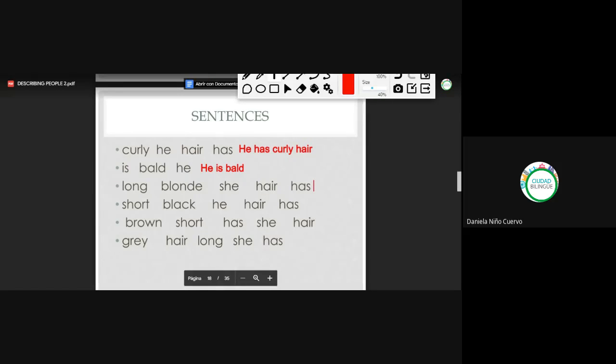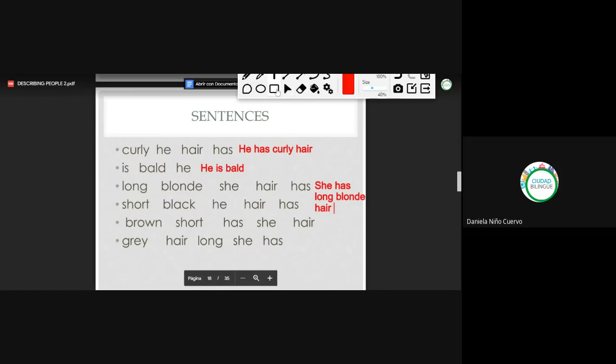Now, number three. Long, blonde, she, hair, has. ¿Cuál sería el orden correcto de esta oración? She has. Yes, Mercedes, yes. She has long. Te quedó bien hasta aquí. She has long. Yes, very good, Jose. She has long blonde hair. Yes, long blonde hair. That is the correct order. She has long blonde hair.